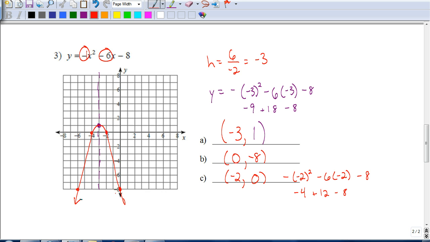So hopefully you can see how easy it is to graph when we have an equation written in standard form. The trickiest part is just finding the vertex, but once you get beyond that, it's pretty easy. So with that, good luck on your assignment.